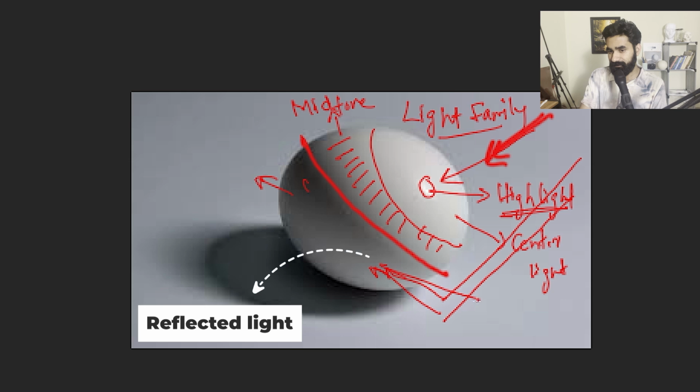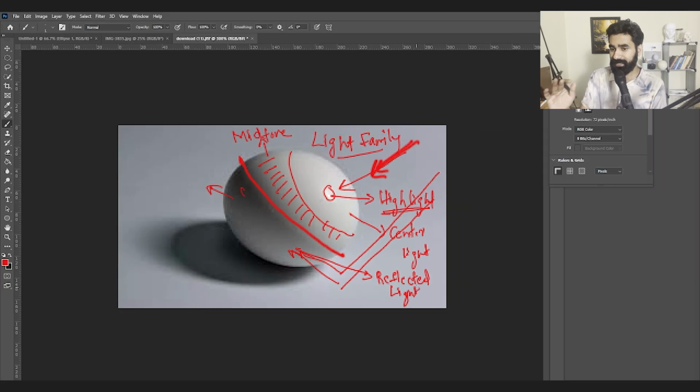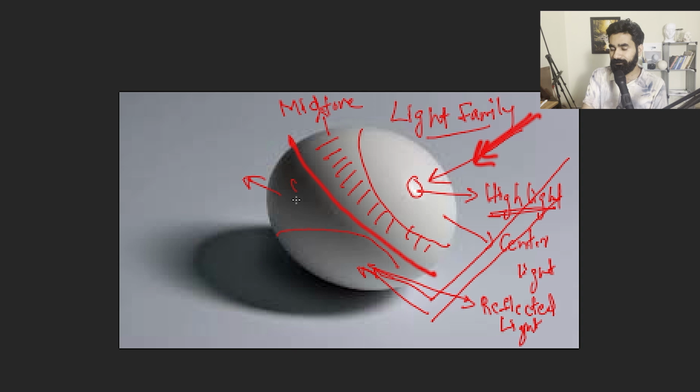The light reflected back is called reflected light. So understand, reflected light is not a direct light. It is an indirect light. It is light bounced from the surface. That's how you can see some light here. Now the remaining part of the form shadow.